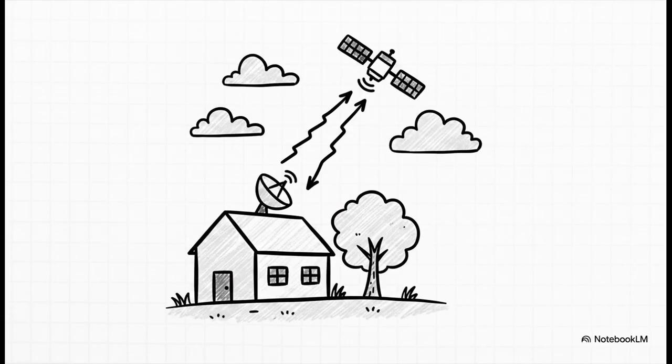Now, there are times when traditional ground cables just can't reach highly rural areas. In those cases, satellite internet is absolutely vital. It does require a satellite dish and a modem installed at the home, but it completely solves that geographical distance problem by bouncing the connection straight down from space.